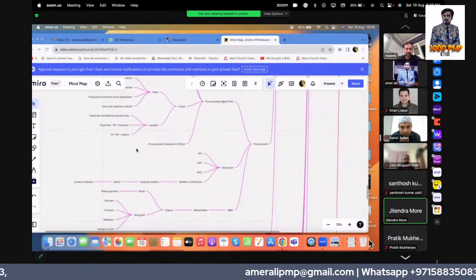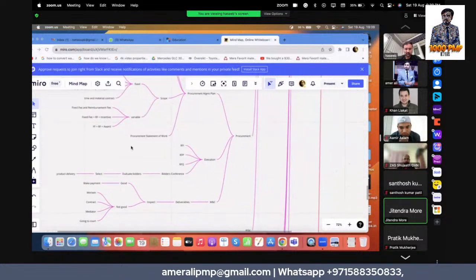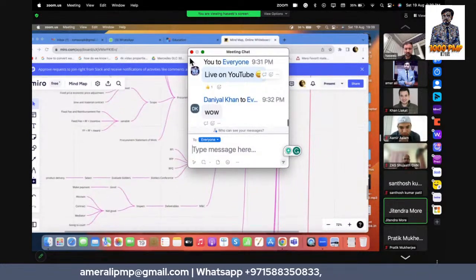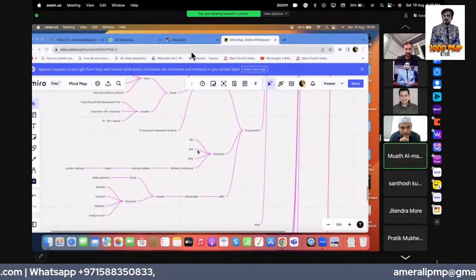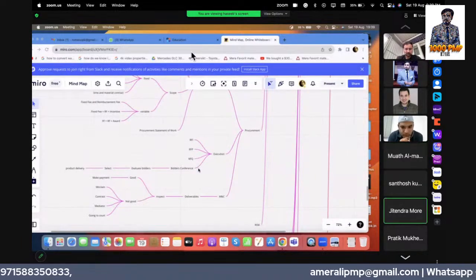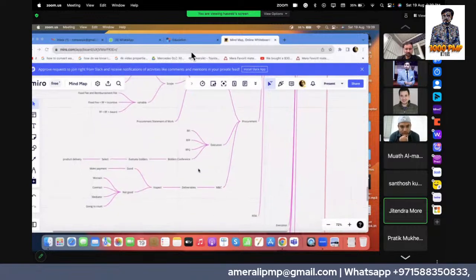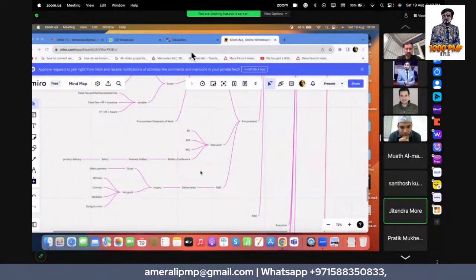Award. The next is the procurement statement of work. In procurement, again, we come to the execution, and it is the RFI, RFP, RFQ. And the next is the bidders conference, which will come to evaluate bidders, select, and product deliveries.